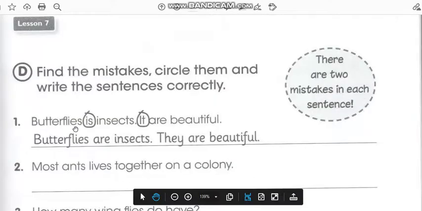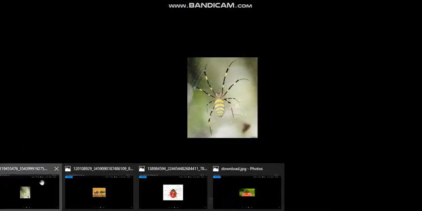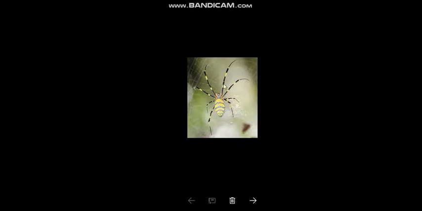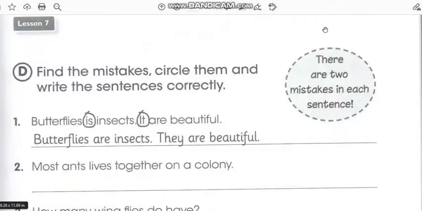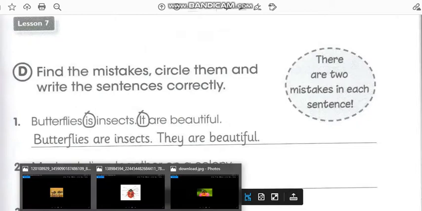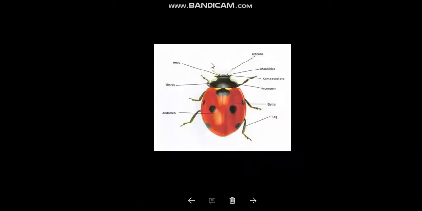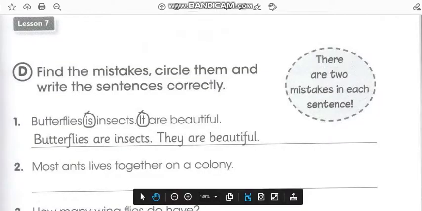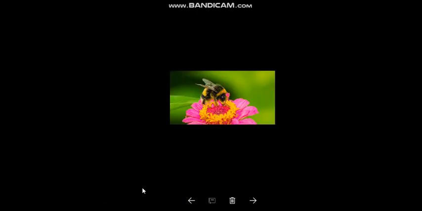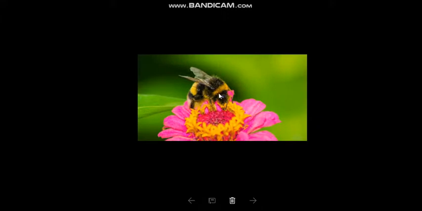Okay, before we start the exercise, let me show you the pictures so you can check. This is about spiders. Of course they have 8 legs. And of course ladybirds have 6 legs. And the bees get nectar from flowers.